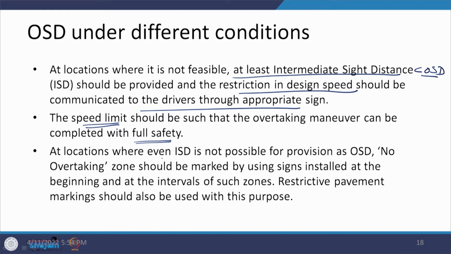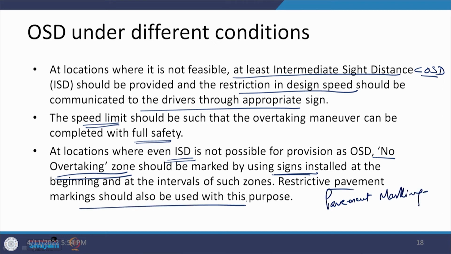But still there may be locations where even the intermediate sight distance is not possible to provide, and therefore the opportunity to do the overtaking with intermediate sight distance is not there. In such cases, no overtaking zones need to be specified. And with these no overtaking zones specified, we have to install the signs which define that you are not supposed to overtake, as well as we can utilize the pavement markings which are usually yellow in color, they can also be utilized to inform the driver that on this particular section the overtaking is not being allowed.